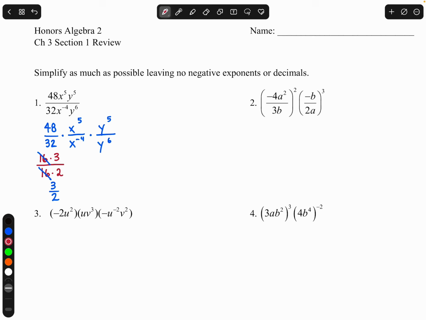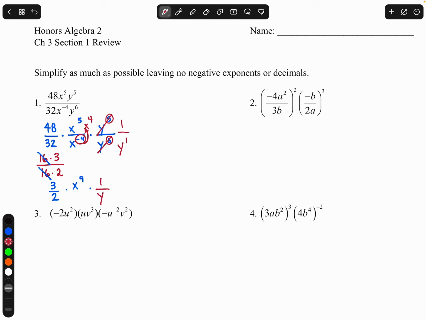On x to the 5th over x to the negative 4th, since this is a negative exponent, this expression is going to have to come up, and I'd have x to the positive 4th up here. So when I do x to the 5th times x to the 4th, I should get x to the 9th. And then we've got y to the 5th over y to the 6th. 5 of these are going to cancel out 5 of these, leaving us with just a single y to the 1st on the bottom. These all cancel because we have more on the bottom than on the top, so this is going to be 1 over y.